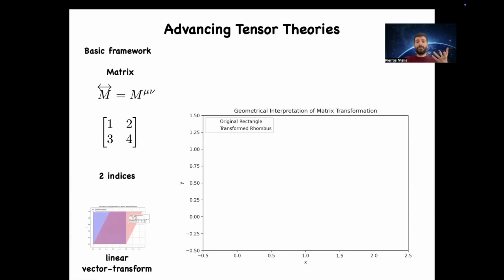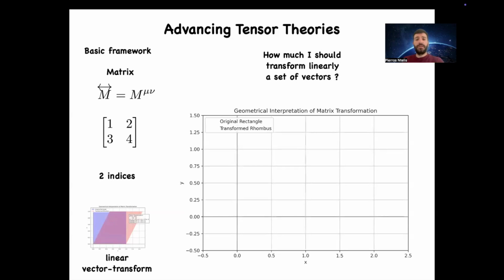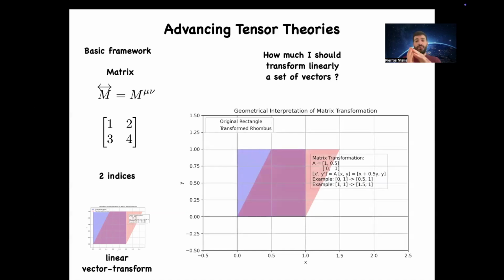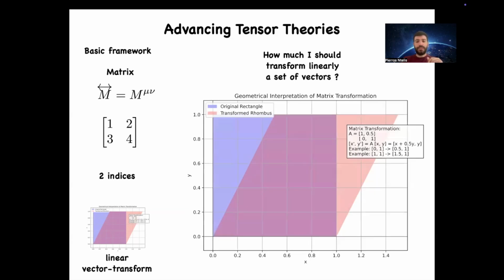Now, a matrix will answer the question how much I should transform linearly a set of vectors. For example, you can see here in this animation, I take a blue rectangle and this is transformed into a red rhombus. And to do that, I need some mathematics behind, and the main component is the matrix. And you see here, if I have described each edge of this rectangle by a blue vector, I can transform this vector using a matrix and I can create a new red vector. And this kind of transformation from blue to red is done by a matrix, M.